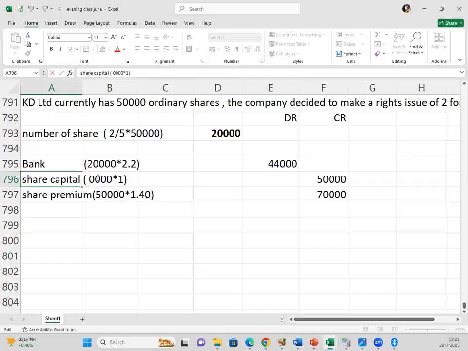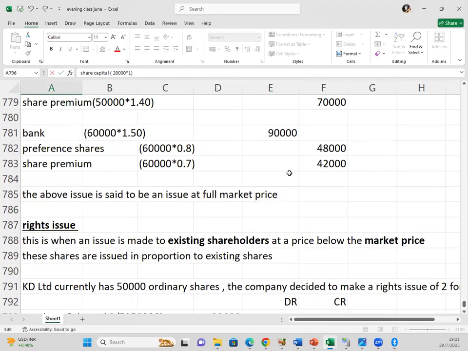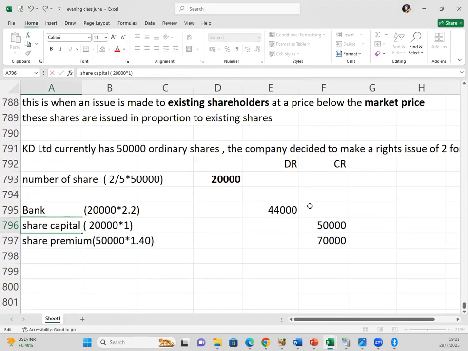The par value is not affected. Remember the par value was one dollar, it still remains one dollar. What is affected is the premium. So if there is a bonus issue, the par value still remains the same.